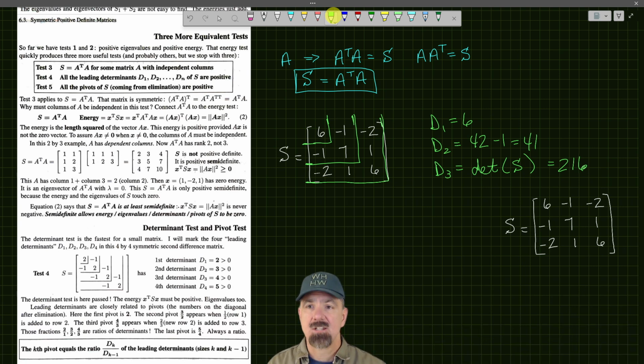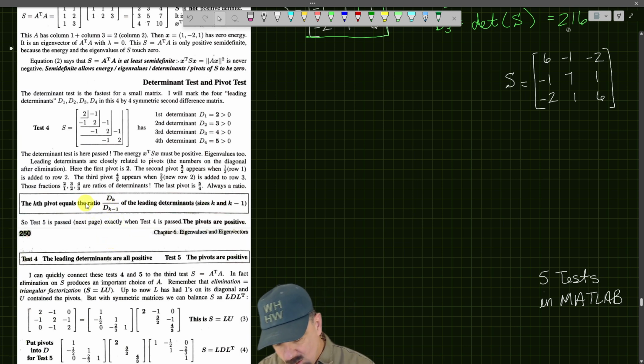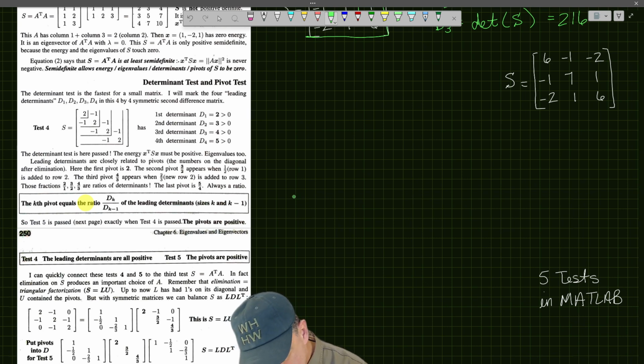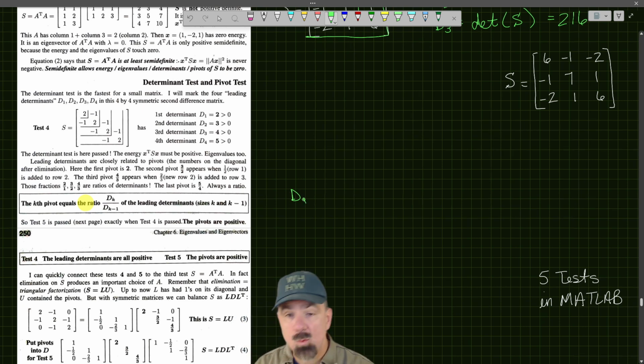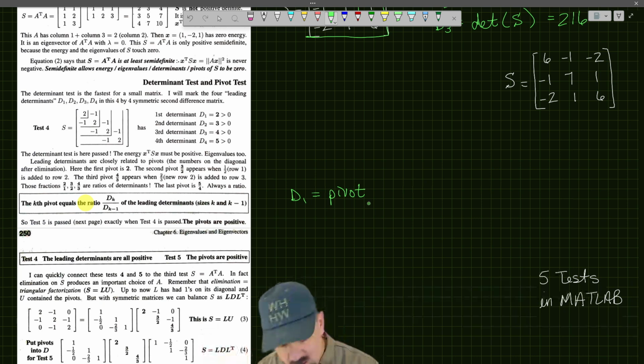The last test has to do with the ratios. The ratios of these determinants give us the pivots. So that's something new that we haven't talked about before. The first pivot, of course, is just going to be the D1 value because that's just 1, 1. So D1 is the pivot in the 1, 1 position. Then the ratio D2 over D1 is the pivot in the 2, 2 position.